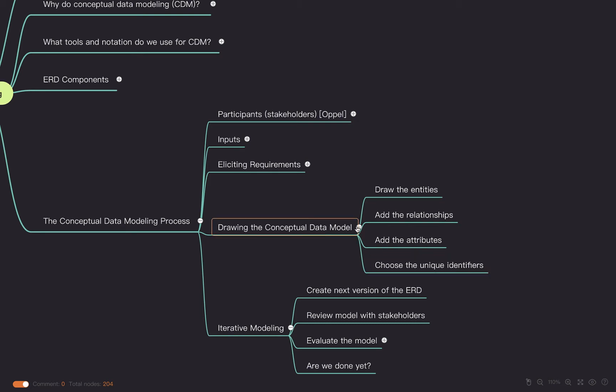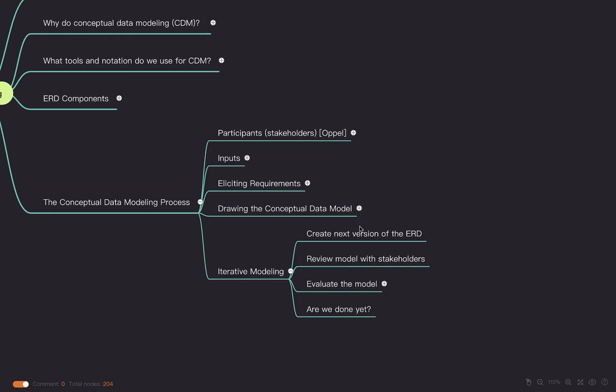Okay? And now we have to decide, are we done yet? In terms of the assignment, are we ready to hand it in? In terms of doing this in your day job, are you done with modeling, right? I just want to point out that this is an iterative process. You create a version of the model, you review the model with the stakeholders, you get feedback. On the basis of the feedback from stakeholders and some analysis yourself, you evaluate the model.